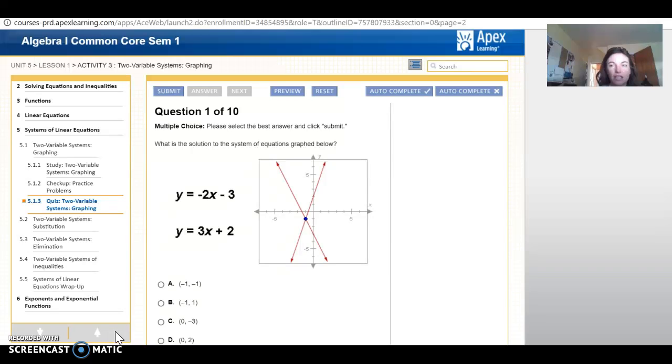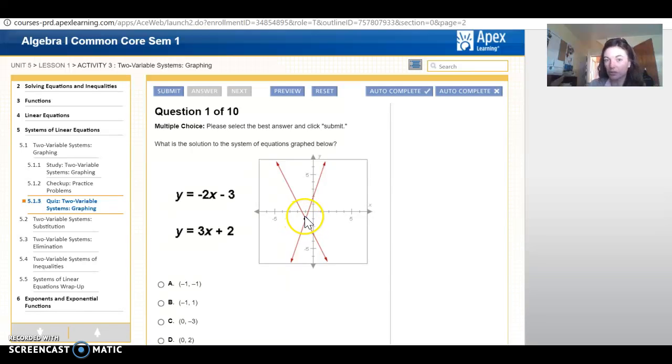Let's get started on question number 1. It says, what is the solution to the system of equations that is graphed below? You should have learned in the 5.1 lessons that a solution to a system of equations, when you're given the graph, is where the two lines intersect. So in this case, the solution is right here.